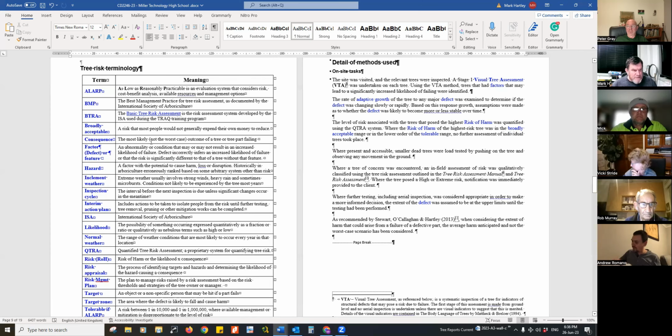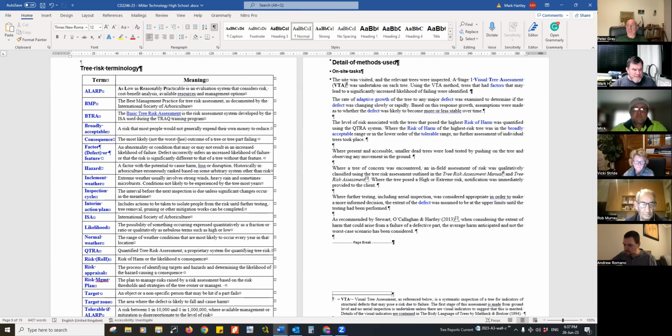Consequence, that's what's most likely, not the worst case outcome of a tree part failing. I'm amazed at the number of people that say, oh yes, but the tree part could do this. Come down, bounce back over the fence, ricochet through the window and kill a kid. Yeah, it could do that. But what's it most likely to do?